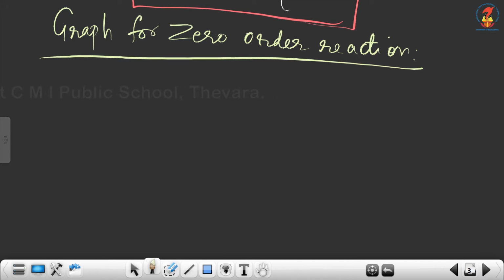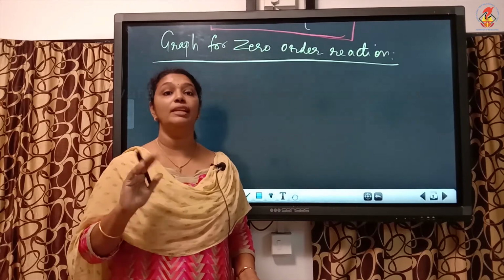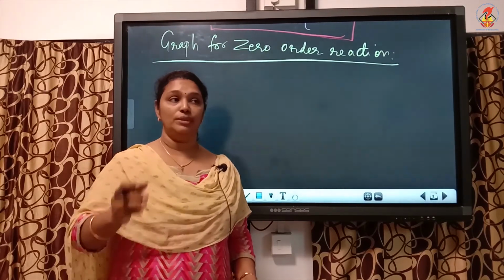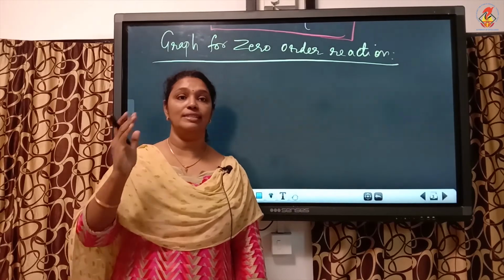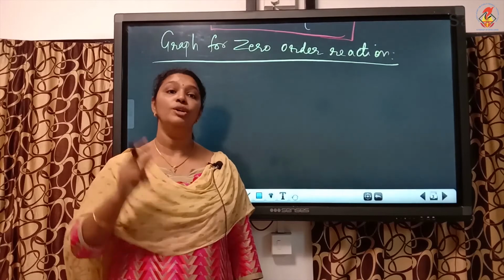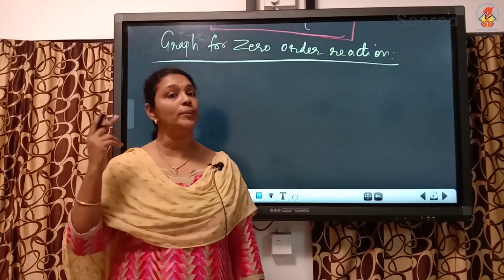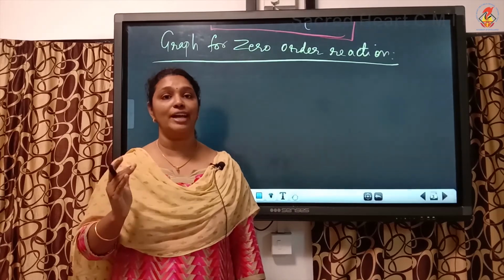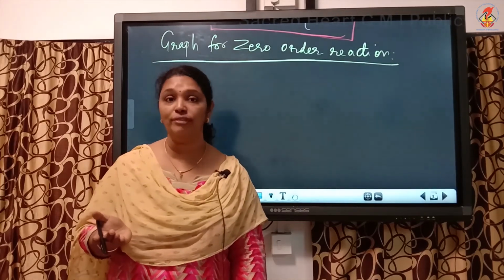we know that for a zero order reaction, the rate of a reaction is independent of the concentration of reactant. Because we know that for zero order reaction, rate is equal to k into concentration of reactant raised to zero. So, rate of a reaction is equal to rate constant, which means for zero order reaction, the rate of a reaction is independent of the concentration of reactant.